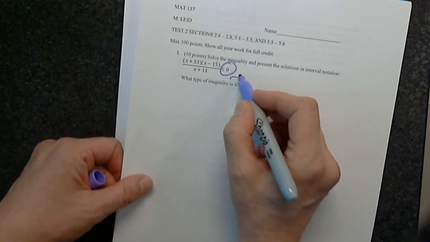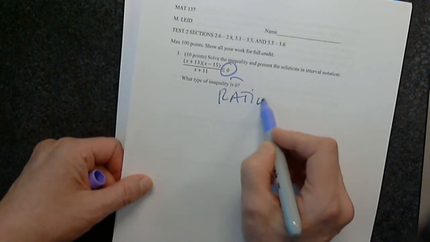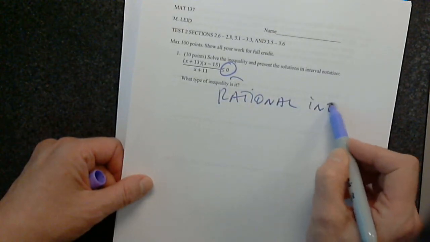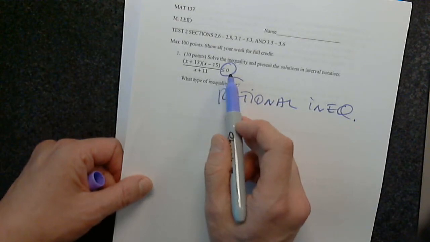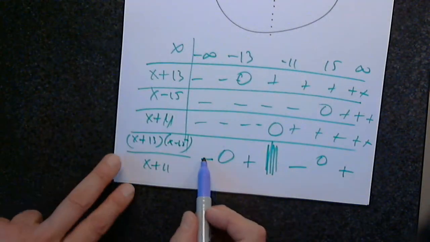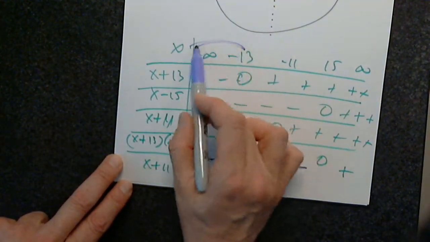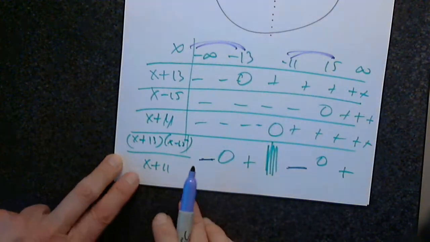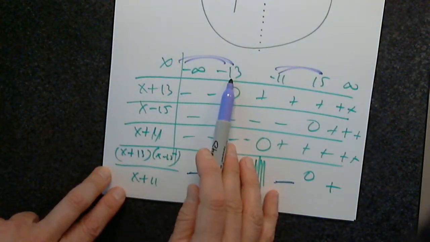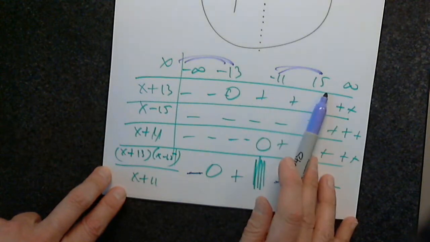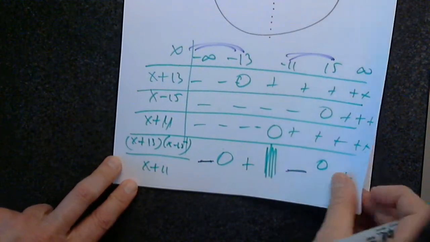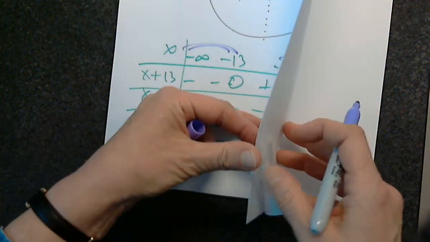So finally, I'm asked to choose negative. This is a rational inequality, and I'm asked to use the negative sign. The negative sign is right here and right here, which means I will have to pick these. I will pick from negative infinity to negative 13, union negative 11 to 15. And how I write it, because it includes 0.